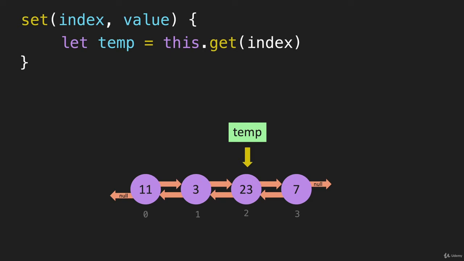So there's a couple of options here. Temp can either be pointing to a node when we do this, or it could be that we pass it an index, say like the index of 4, that's not a valid index. And in that case, get is going to return undefined. So we have to determine, did the get method return undefined, or is it equal to a node?